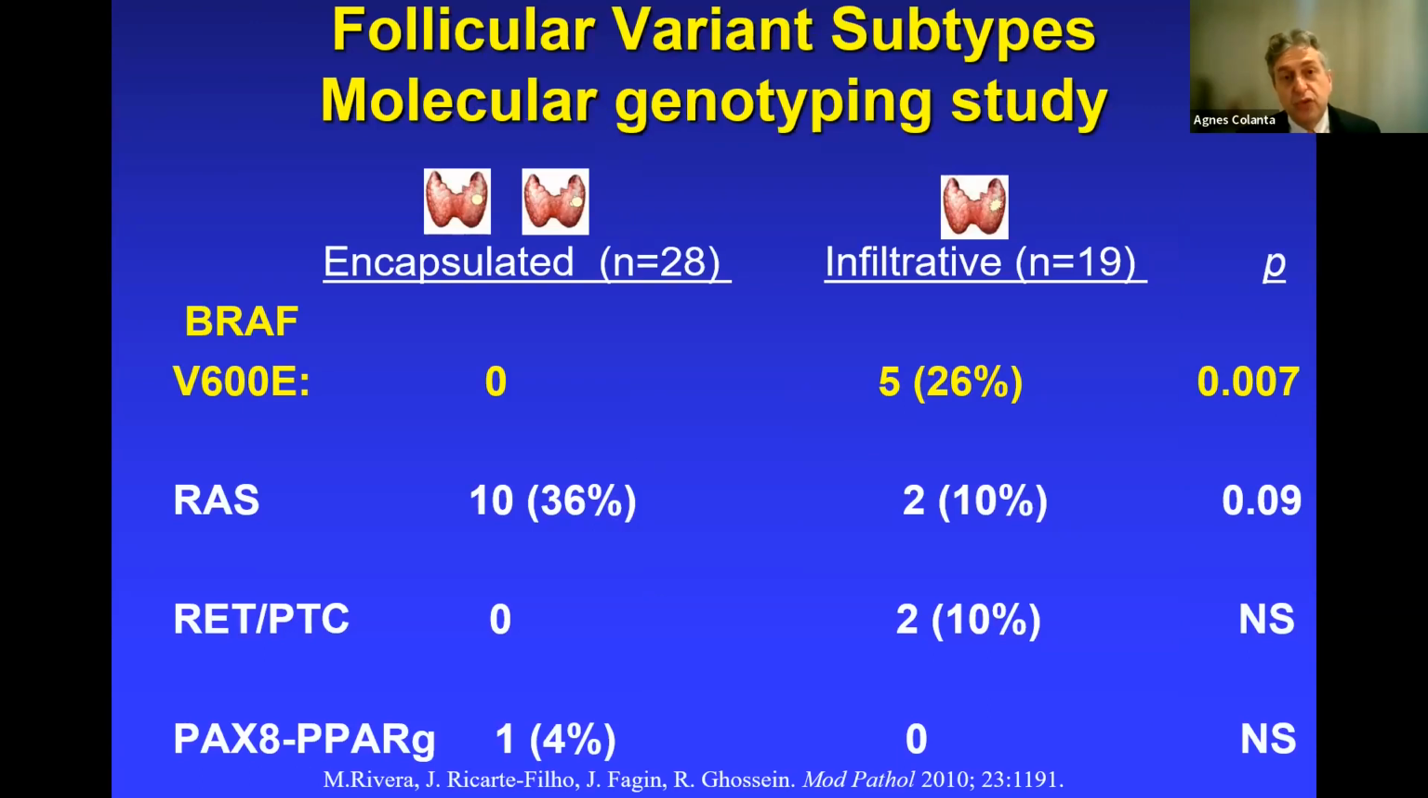Since we have two subtypes of follicular variant, the encapsulated and infiltrative, in 2010 we were interested to see what the genotype is. If you look at the data here, you can see that the encapsulated follicular variant has no BRAF mutation. This is a study we did in 2010. While it has 36% RAS mutation, in contrast, the infiltrative follicular variant has BRAF mutations, 26% in our study, and some RAS mutation, but not as much as the encapsulated follicular variant. The encapsulated follicular variant has no RET/PTC mutation and can have PAX8/PPAR gamma.